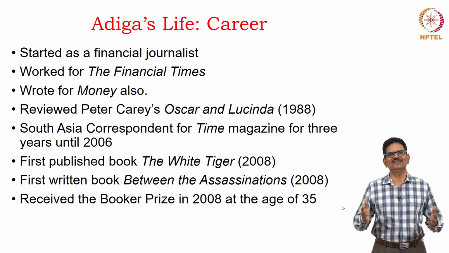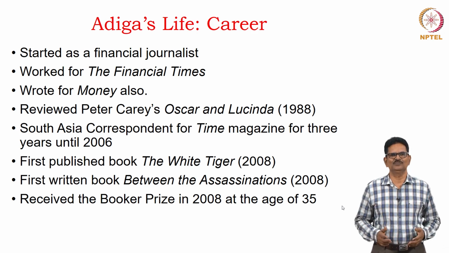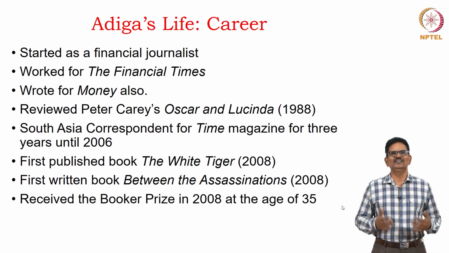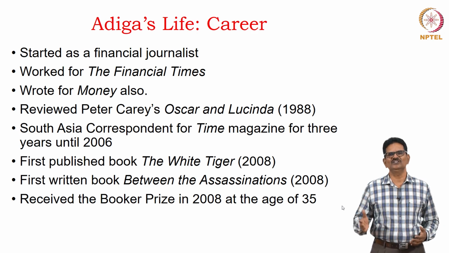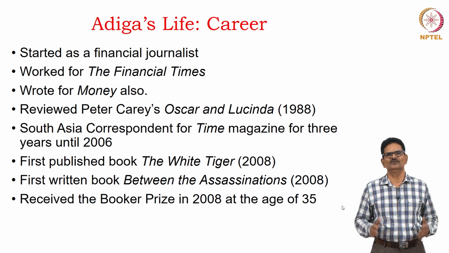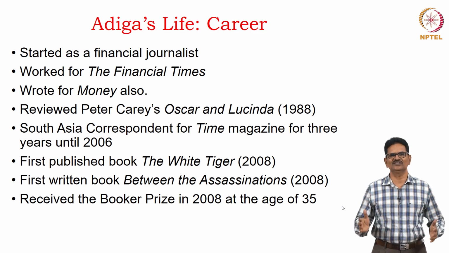Adiga has a checkered career. He started as a financial journalist as he worked for the Financial Times. He also wrote for the magazine Money. Later he reviewed a novel, Peter Carey's Oscar and Lucinda, in 1988. He became the South Asia correspondent for Time magazine for 3 years until 2006.